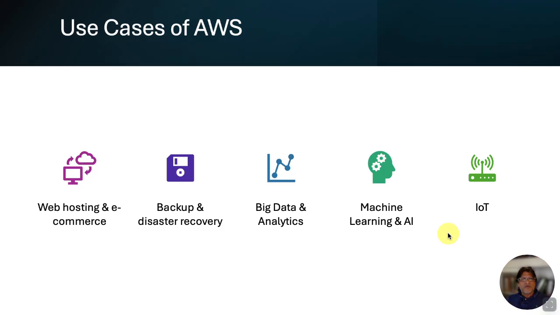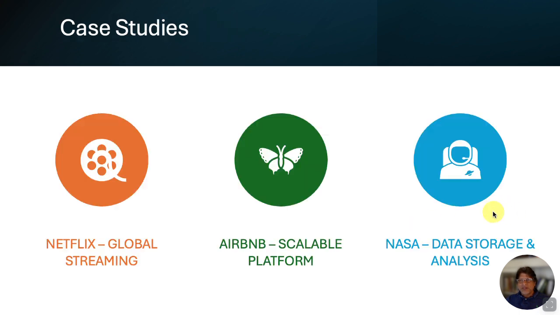In terms of use cases, you will find that AWS can be used in a variety of cases, be it web hosting, backup and disaster recovery, big data analytics, machine learning and AI, and Internet of Things. In terms of companies, AWS supports hundreds, basically I would say thousands, of companies. Big ones, of course, are Netflix for global streaming, Airbnb, which has a very scalable platform, and NASA for data storage and analysis.